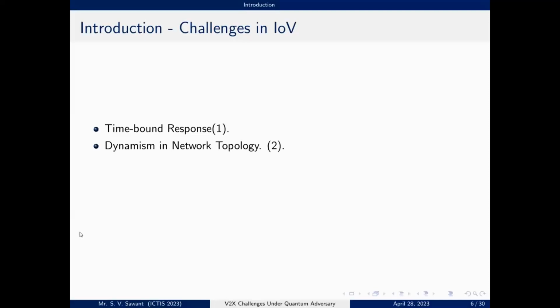Second is dynamism in network topology. Since vehicles are moving fast and go from one place to another in a few minutes, there's a lot of rerouting and network reconfiguration happening. So this is the second problem which comes in IoV. Third is computation and storage. These IoV devices are locally installed on the vehicles, and these devices have very little computational power and storage capacity.